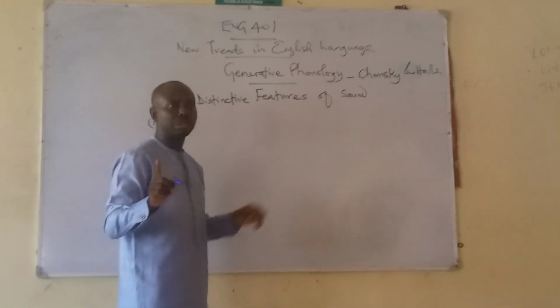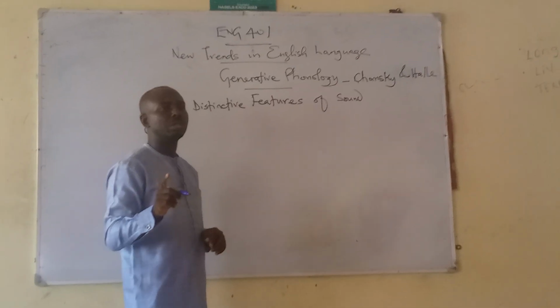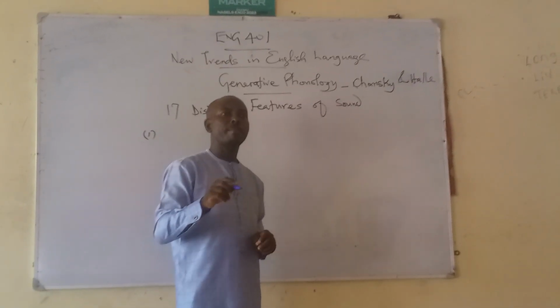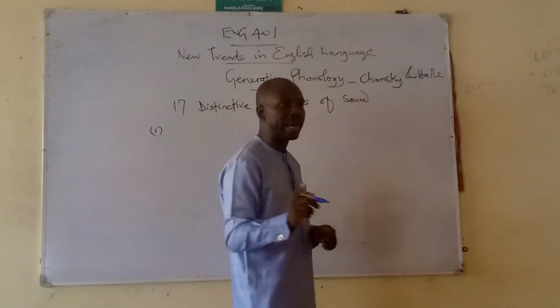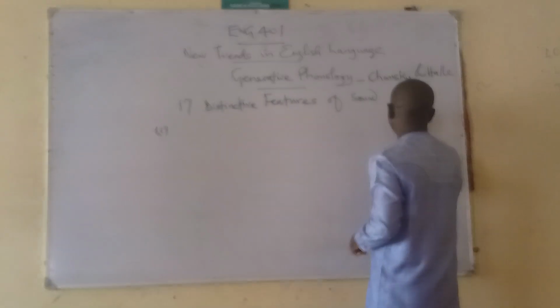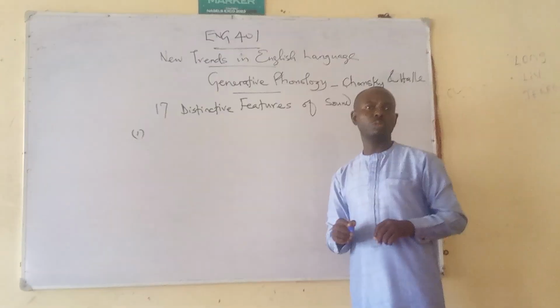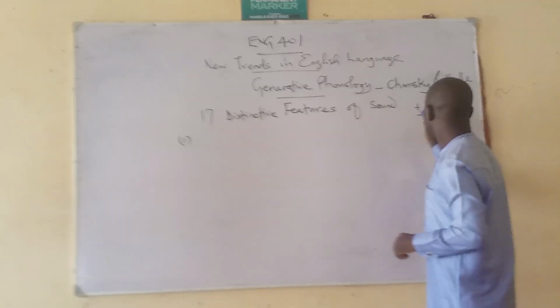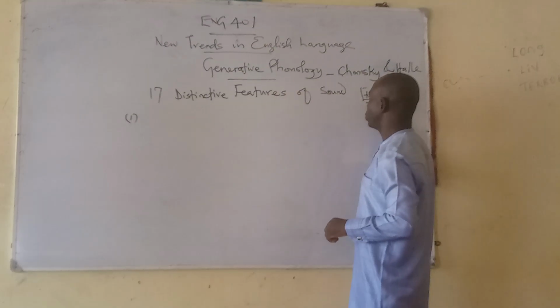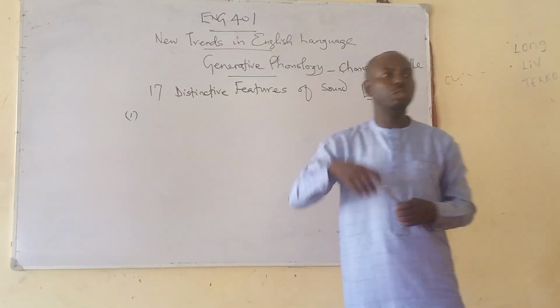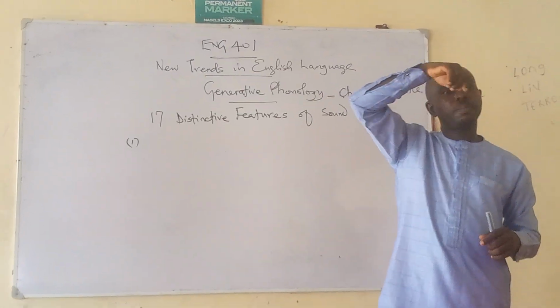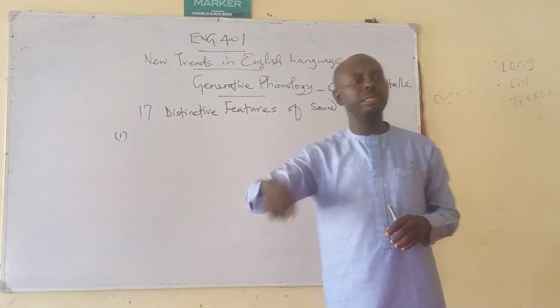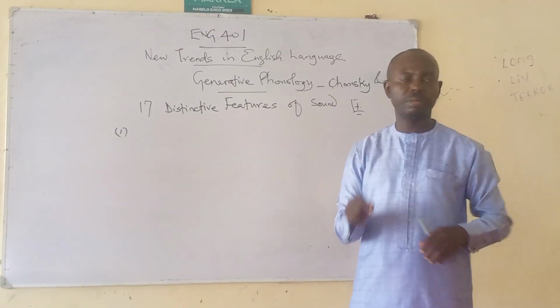Now, all the features will come with binary classification. And what do I mean by binary? It's either positive or it is negative. That's what binary means. So if you say a sound has a plus feature, it means the sound has that feature. But if you say it is negative for that feature, it means that feature is absent in that sound.